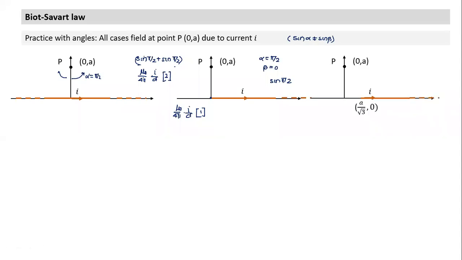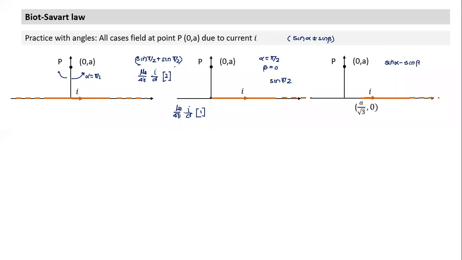Third case, let's do this one. What are the angles alpha and beta, and are they on the same side? Should the sign be plus or minus here? Minus. Both are flying in the same direction, so it will come in this form: sine alpha minus sine beta.